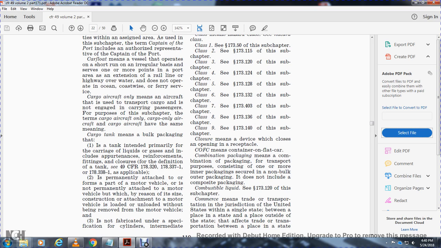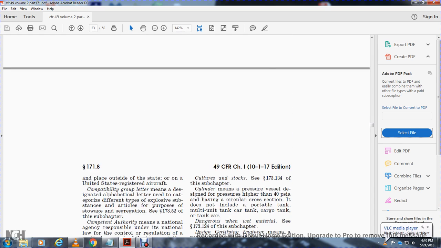Commerce means trade and transportation within the jurisdiction of the United States, within a single state, or between a place within a state and a place outside of the state, and the effects of trade and transportation between a place in a state and a place outside of the state, or in a United States registered aircraft. Compatibility group letter means the designation by alphabetical letter categorizing different types of explosive articles for the purpose of storage and segregation.